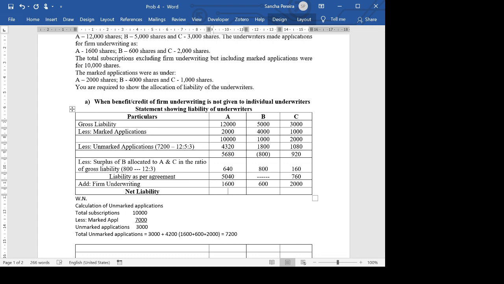So net liability, that means A has to take up 5040 plus 1,600. 5040 is that as per agreement that nobody has taken up. And 1,600 is what he had initially decided to take up. So the total he has to take up is 6640. B has to take up nothing under agreement, only 600 under firm underwriting, so only that much. And C has to take up 760 under the agreement and 2000 under firm underwriting, so that becomes 2760.